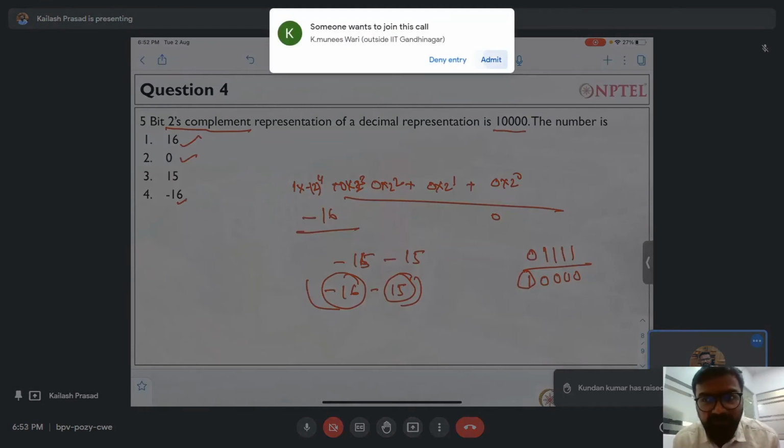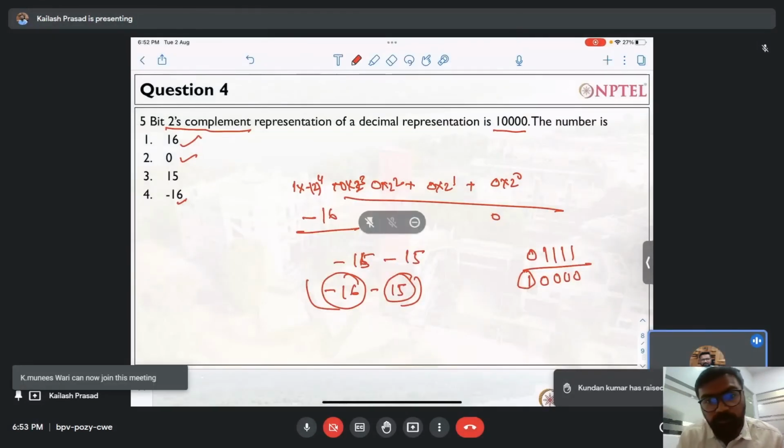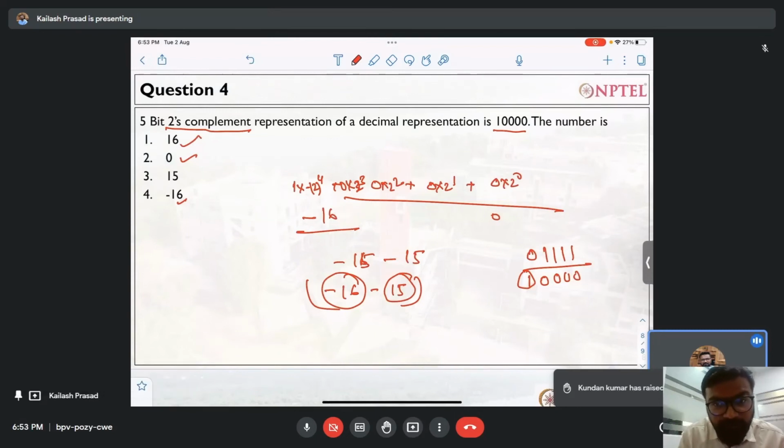And if you want to convert a 2s complement number into decimal form, this is what you have to follow. For the MSB only, you have to write minus 2 to the power 4. Why? Because this is representing a negative number. This is one of the easiest ways by which you can convert a 2s complement number into a decimal representation, and that is the reason why I have taken it.